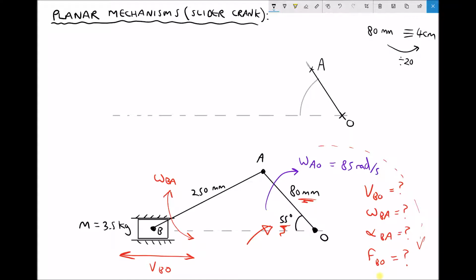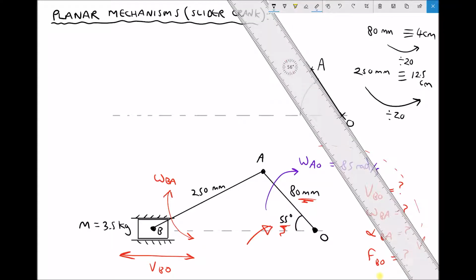Next, I need to determine the position of my point B, and I know it's going to be somewhere on my datum line, and I know that the length needs to relate to 250 millimeters. Well, we already have our scale factor in the top right-hand corner. 250 millimeters dividing by 20 is equivalent to 12.5 centimeters. So I need to draw a line that's 12.5 centimeters long and attaches to my datum line somewhere over here on the left-hand side.